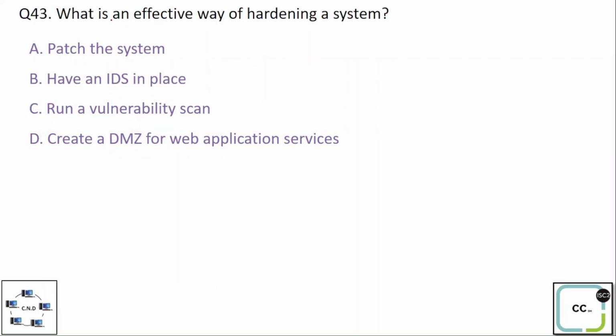Question number 43. What is an effective way of hardening a system? And the options are option A, patch the system. Option B, have an IDS in place. IDS is intrusion detection system. Option C, run a vulnerability scan. And option D, create a DMZ for web application services. And the correct option is option A, patch the system.